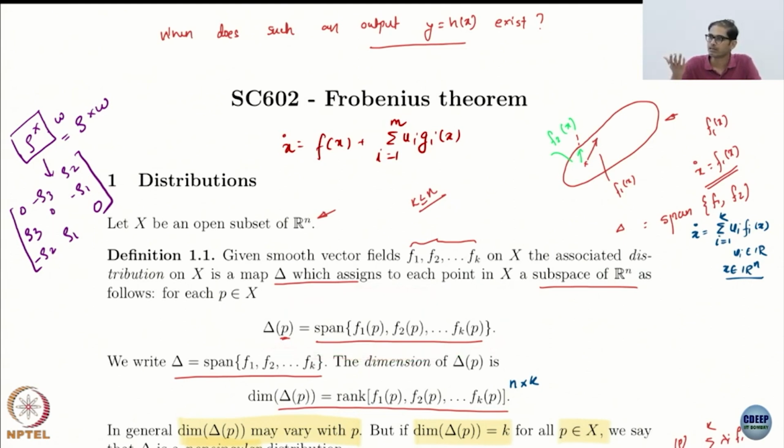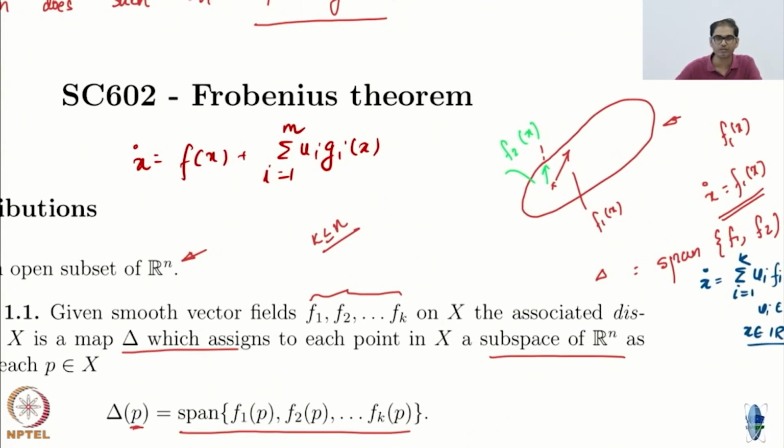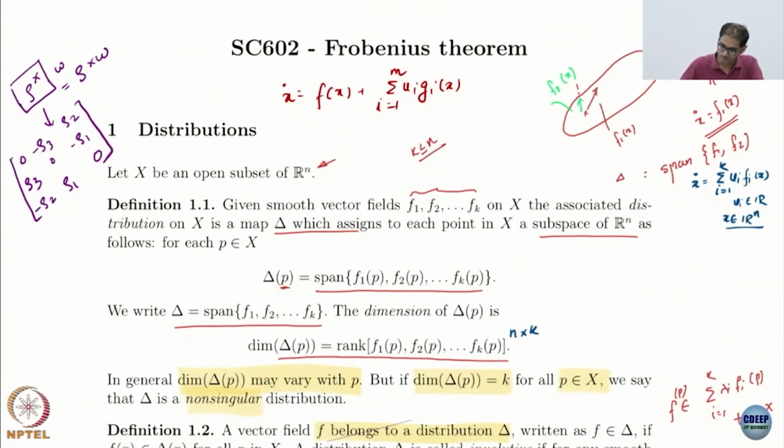just the span. If you have two vector fields and you take the span of f1 and f2, then you can get any vector in this plane, because these are linearly independent vectors. But of course if you think of higher dimensions, you may not get everything in the plane. So a distribution is just a way of representing a span of these vector fields.